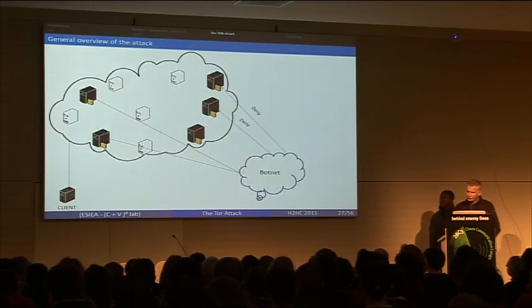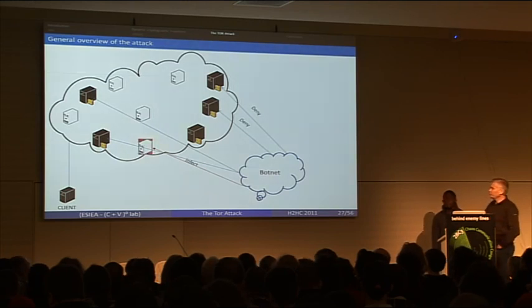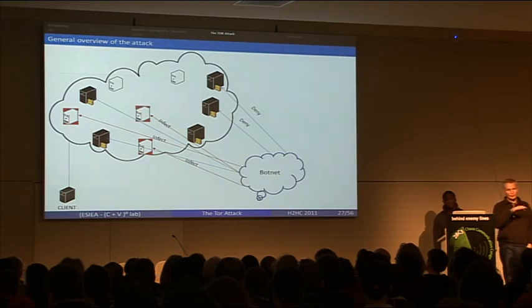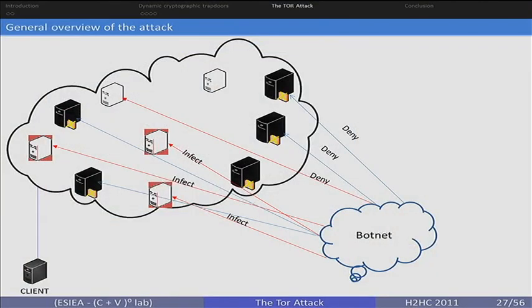So the general description of the attack: you can use a botnet. I will say a botnet, but of course you can use several small botnets in order first to infect some nodes and then to deny, to block, or to congest the other ones. So it is a general scheme, of course Seun will present it in more detail.